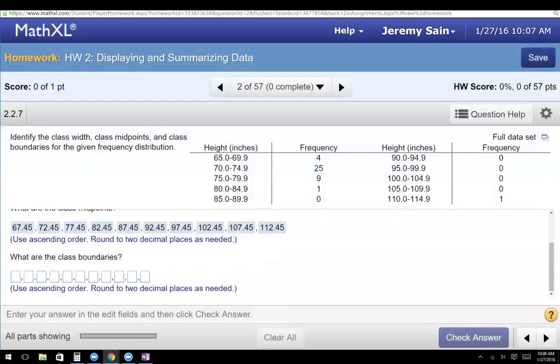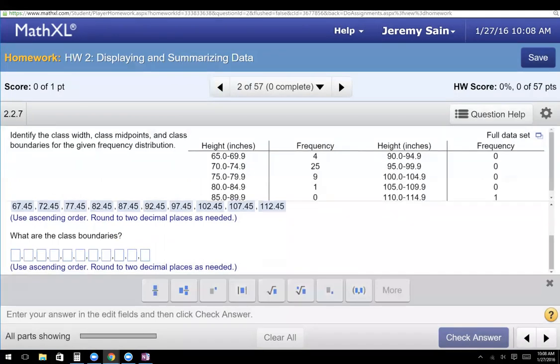Now, class boundaries. What it sounds like: it's the bottoms of each one, or it might be the tops.